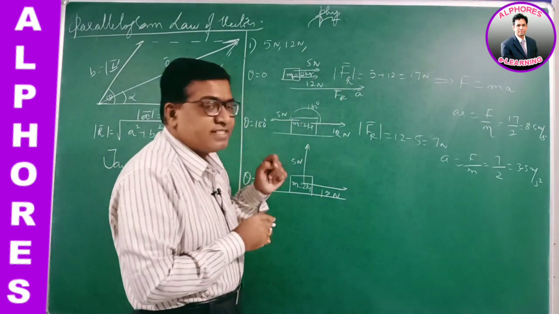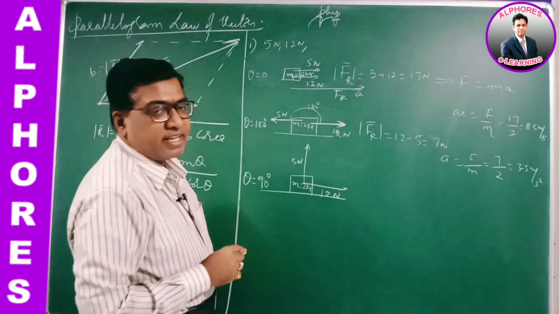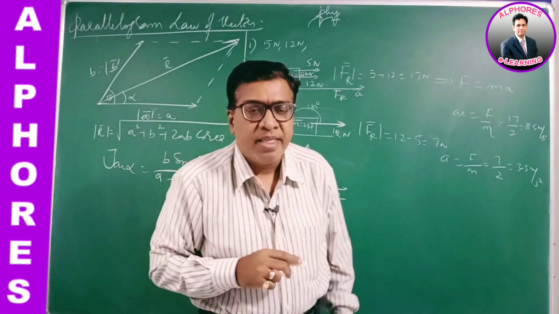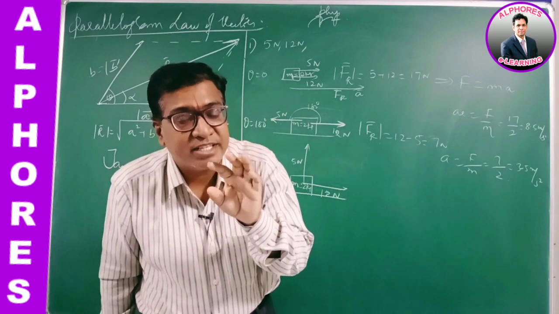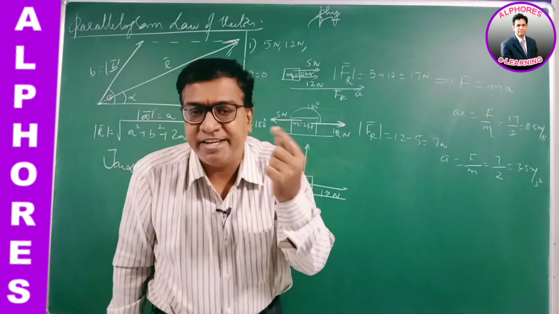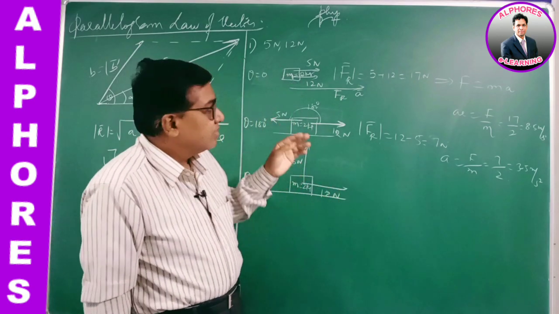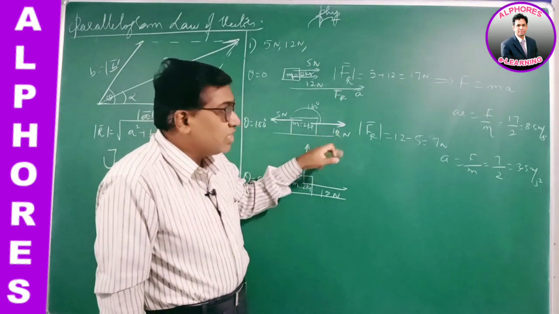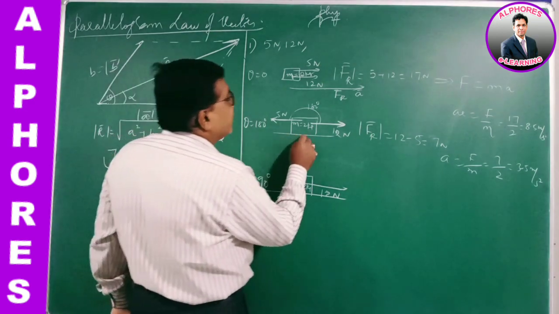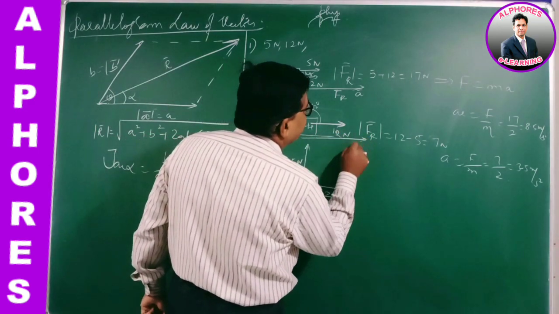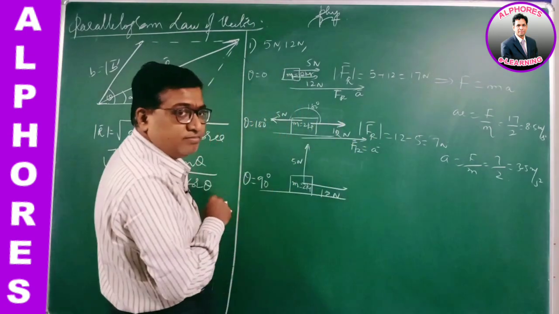Now in this case, 5 Newton is towards left, 12 Newton is towards right. Then the resultant, you know, I was telling you, when two vectors are in opposite directions, the resultant vector will be in the direction of the vector of bigger magnitude. 12 Newton is bigger, 12 dominates 5. Therefore, the resultant is also in the direction of 12. So the resultant force is towards right, and the acceleration is also towards right.